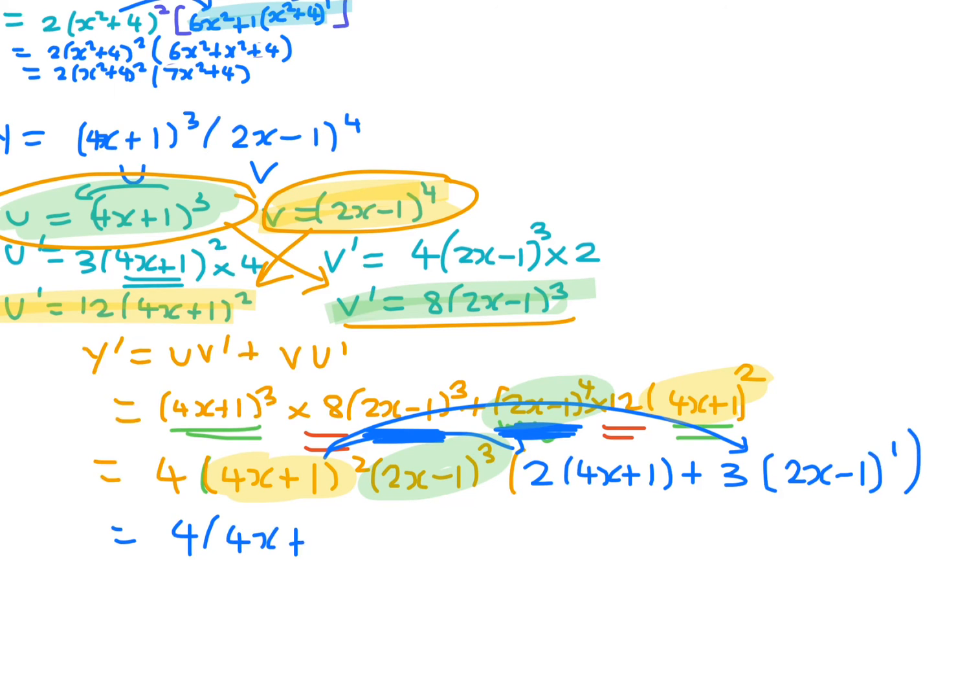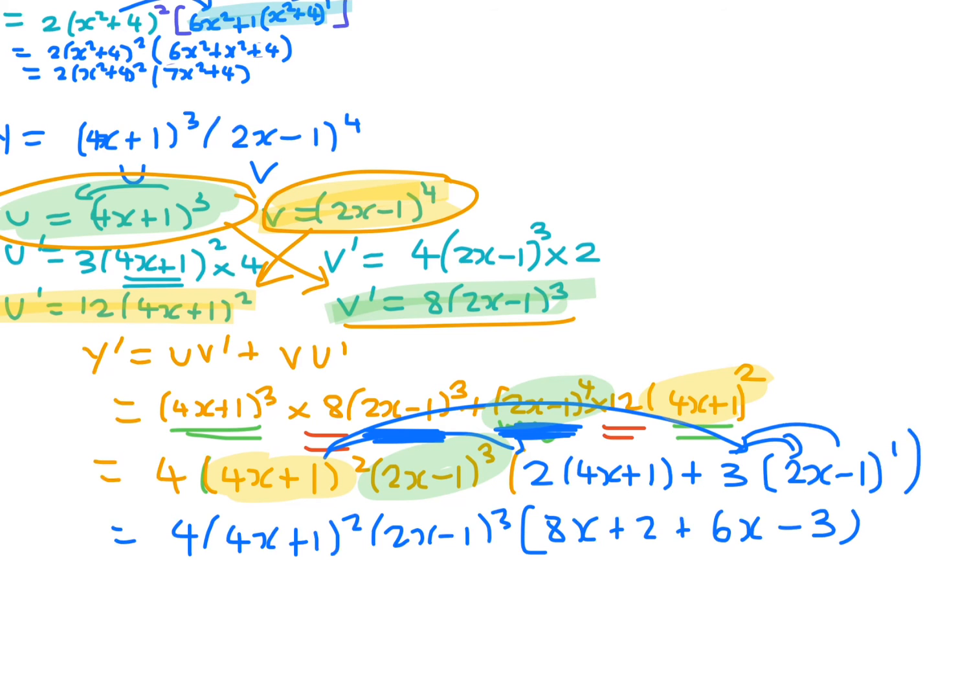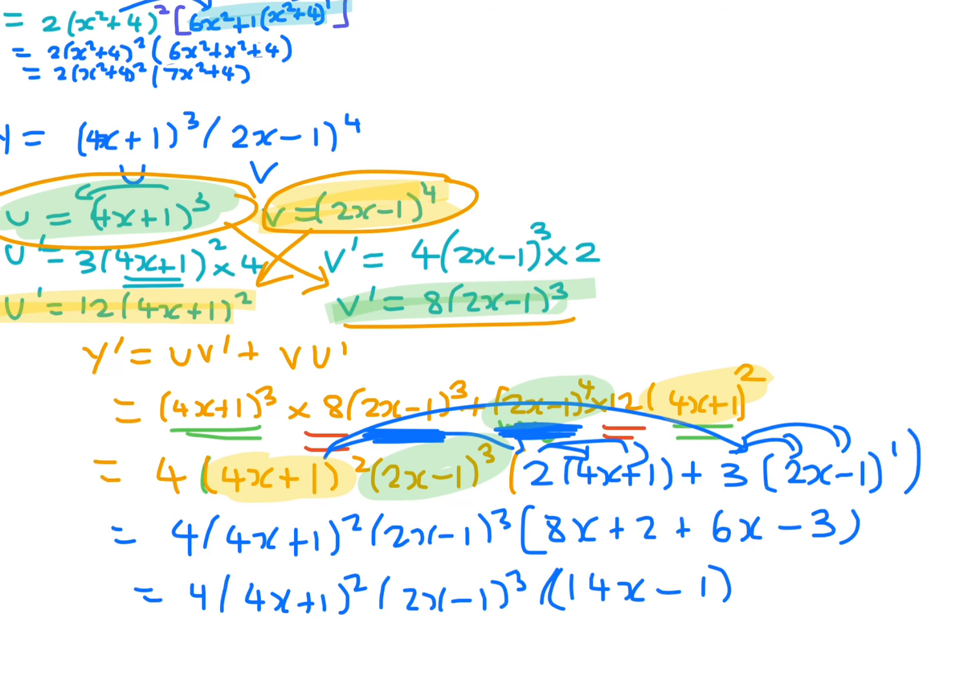And then it's (4x plus 1) squared, (2x minus 1) cubed, and then that'll be 8x plus 2 plus 6x minus 3, because you just expand these brackets. Simplify what's inside here. So it's (4x plus 1) squared, (2x minus 1) cubed, 8 plus 6 is 14, so it's 14x, 2 minus 3 is minus 1.